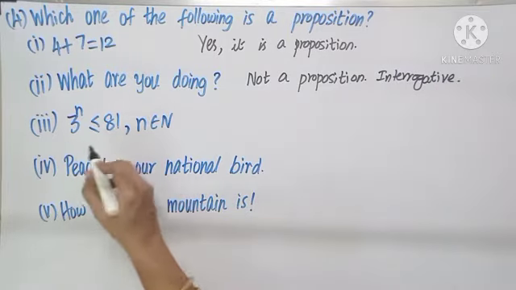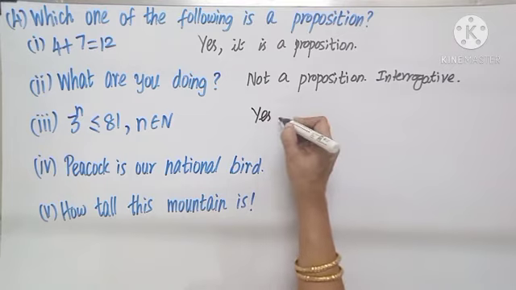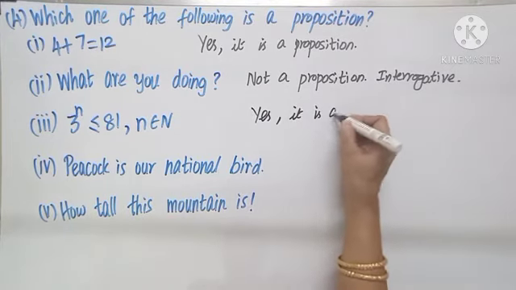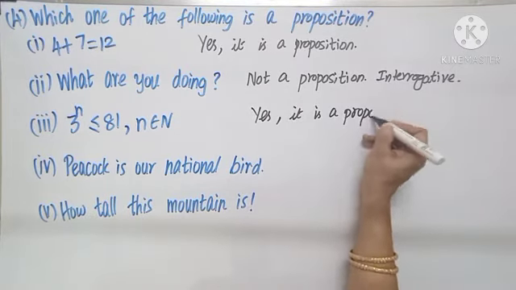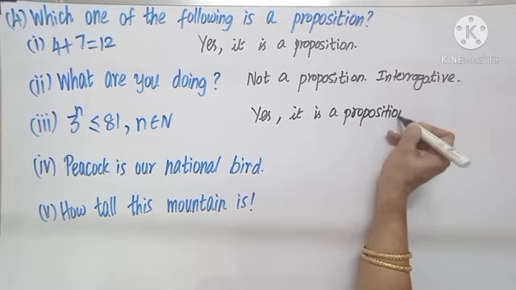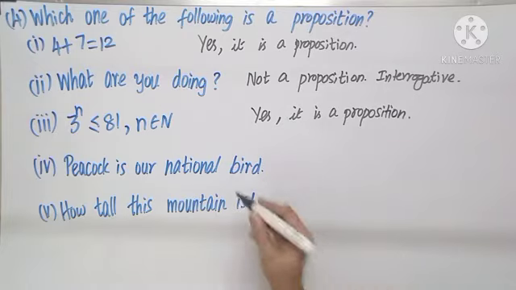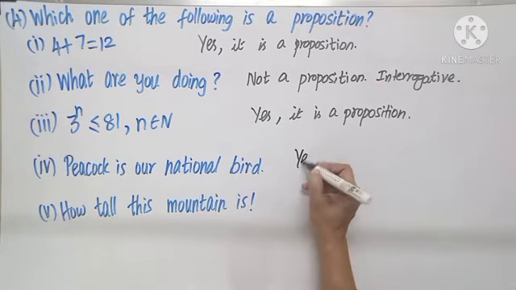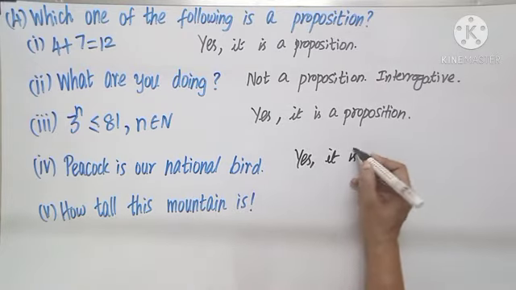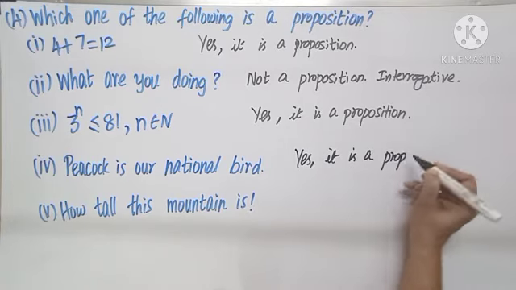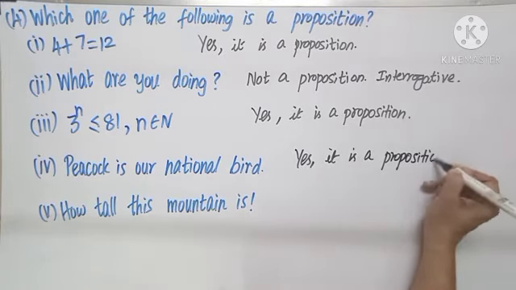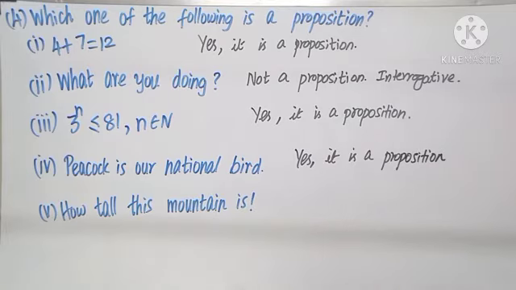3 power n less than or equal to 81. Yes, it is a proposition. So whenever I am able to assign true or false, it is a proposition. Peacock is our national bird. Yes, it is true. So this is also a proposition. Whenever I am able to associate either true or false, it is a proposition.